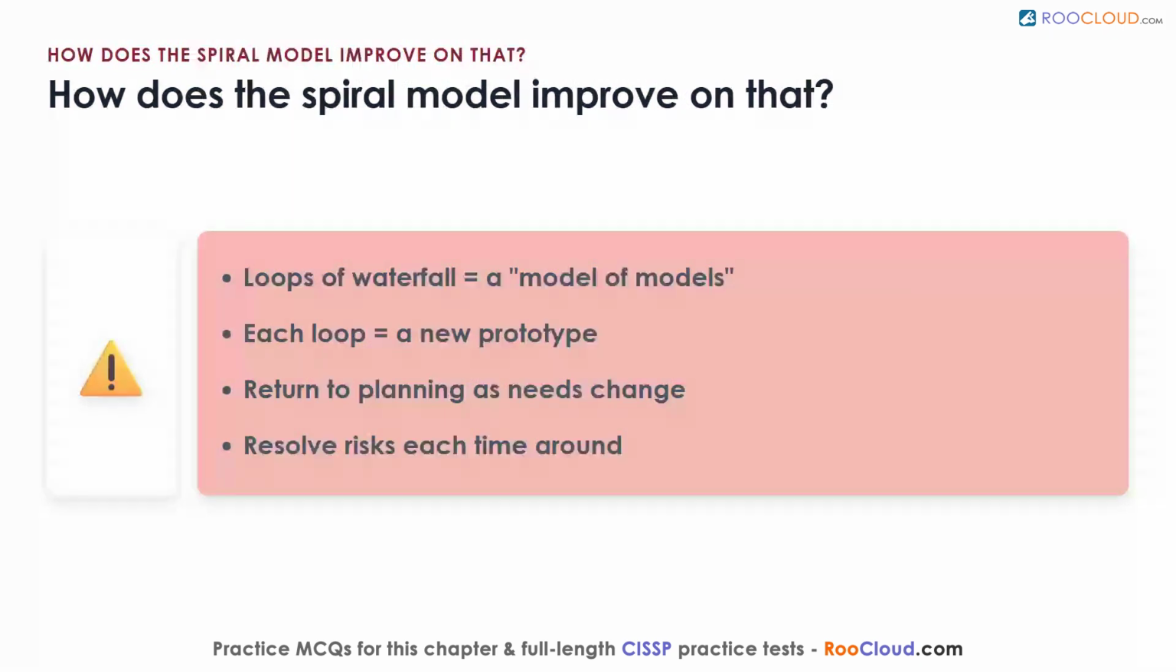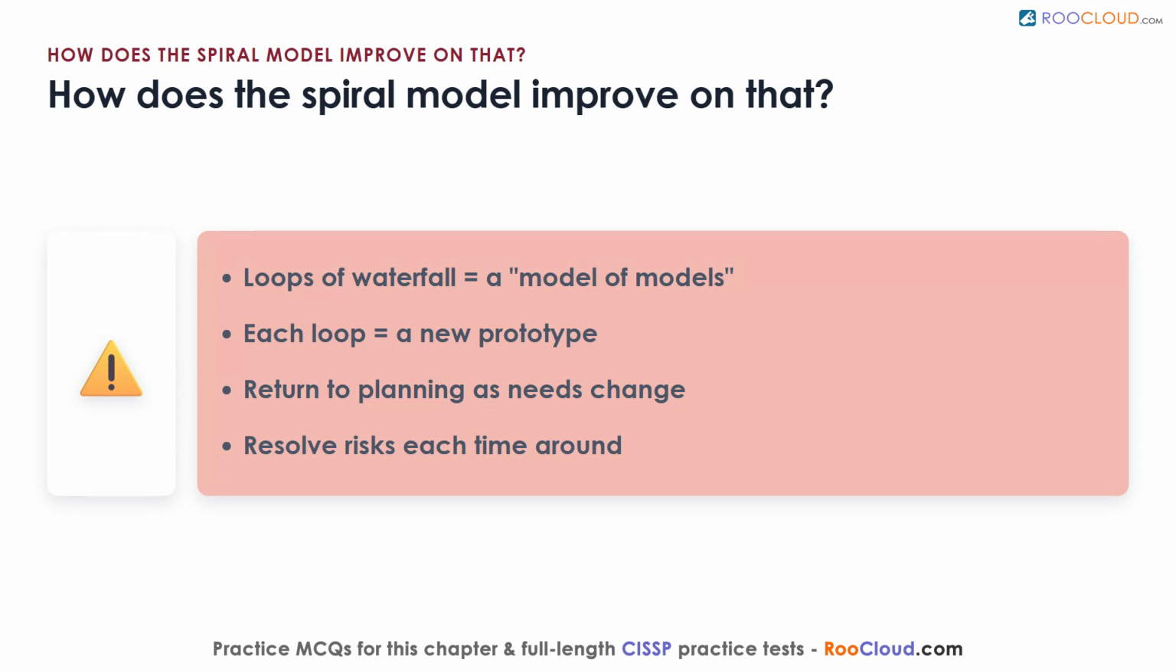The spiral model wraps several passes of a waterfall-style process into repeated loops, which is why it is called a model of models. Each loop produces a new prototype, and developers keep circling through planning, building, and evaluating, incrementally maturing the system while resolving risks each time around.